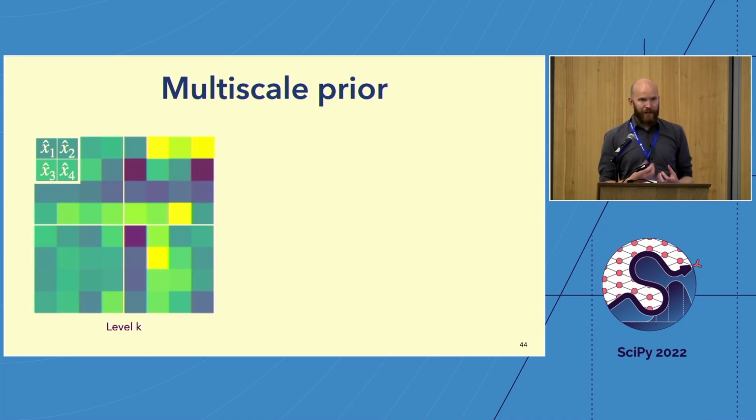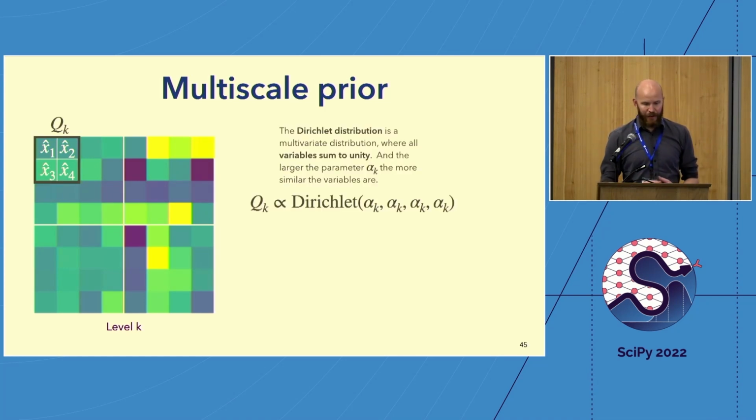This multiscale representation is then the basis for the actual prior that is introduced, and one suitable choice here was this so-called Dirichlet distribution. It is a multivariate distribution where all variables sum to unity. And the larger this alpha k parameter here gets, the more similar those variable values are. And this effectively is a method to smooth the image on multiple scales. So if you choose a larger alpha k value, then those x hat values will be more similar, and you have a way of smoothing and controlling the smoothness of the image.